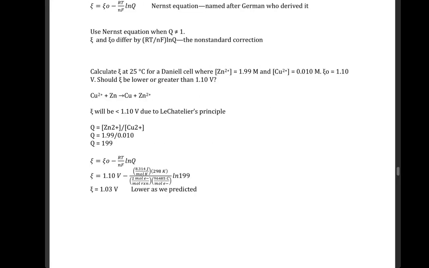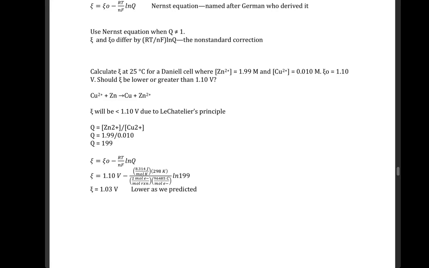Another way of saying that is Q is not 1. Whenever we have standard conditions, no matter the stoichiometries involved, we always have Q equal to 1. So the potentials involved, E and E naught, they differ by the RT over NF ln of Q factor, the non-standard correction factor.